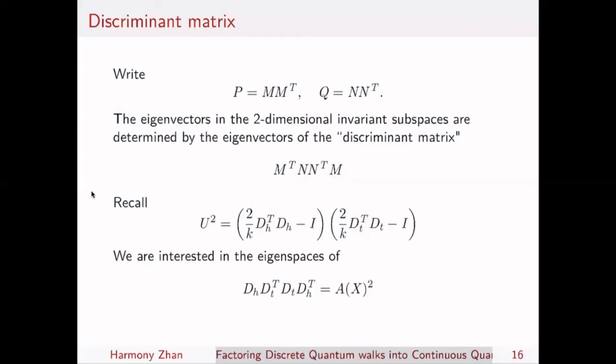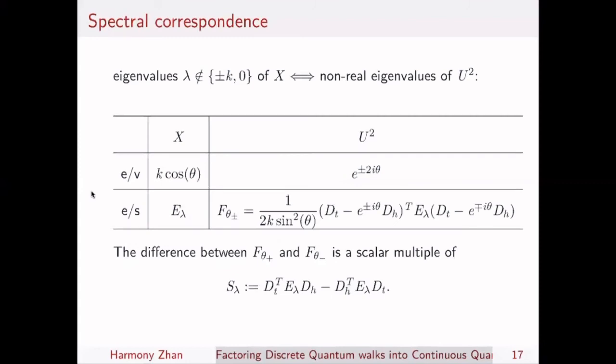So the discriminant matrix is really this guy here. But hey, we know exactly what these products are, right? They are just the adjacency matrix of X. So the upshot of this result is that the eigenvalues and eigenvectors of my underlying graph can be lifted to those of U squared. And I will show you the spectral correspondence in a little table. Again, I'm assuming my graph is regular. Say it has valency k, then all the eigenvalues lie between -k and +k. So I can write them as k times cosine theta here.